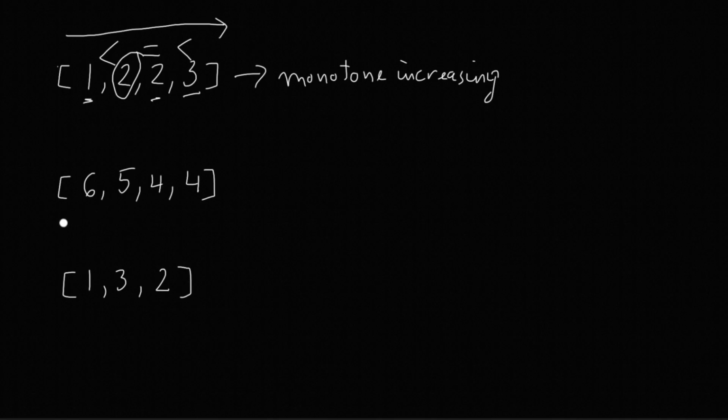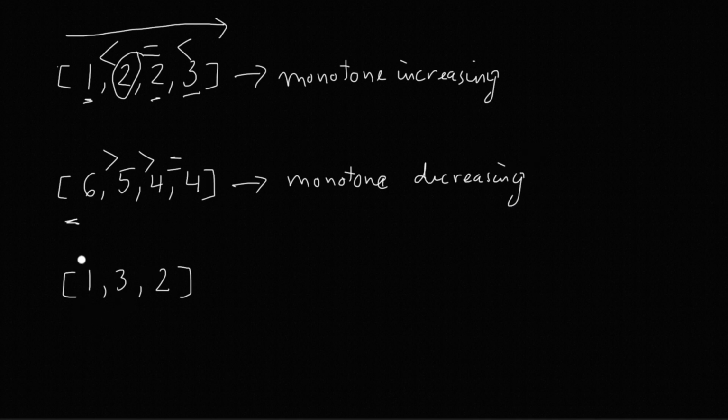How about this array? Now when we go through this array, the numbers coming after the previous numbers are either less than the previous number or equal to the previous number. Here, 5 is less than 6, 4 is less than 5, and 4 is equal to 4, but not greater. So in this case, the array is monotone decreasing.